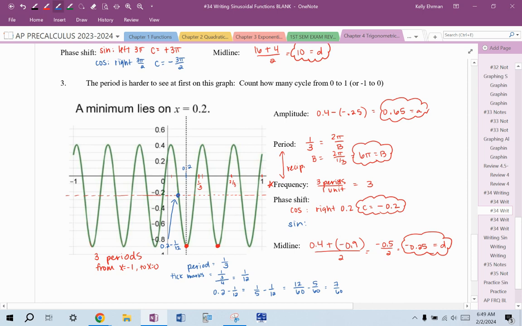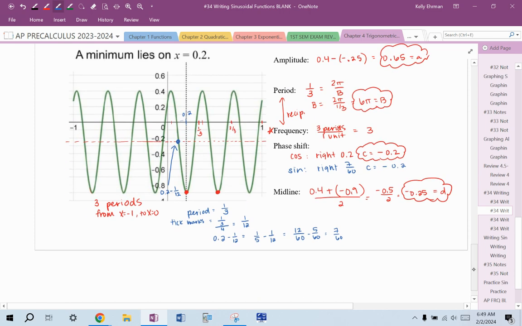Okay, so what are we saying about that? Well, instead of the sine curve starting here, it's sitting over there to the right, 7 over 60, because I just subtracted that little 1/12 from 0.2. If I go back 1/12, where would I land? So to the right, 7 over 60. And that would be a C value of minus 7/60.